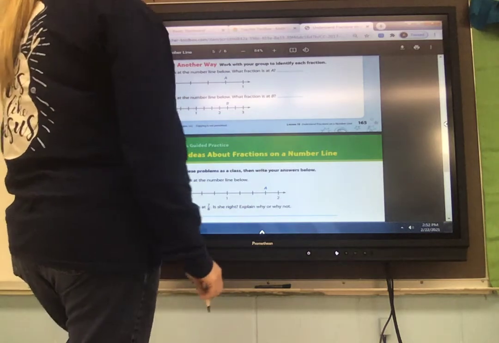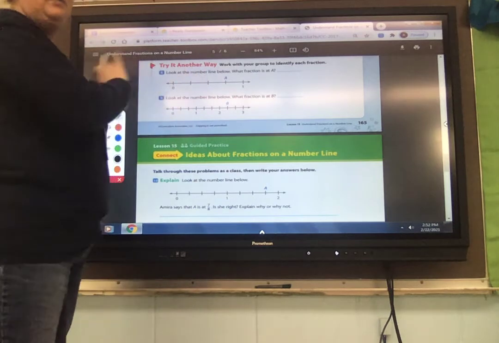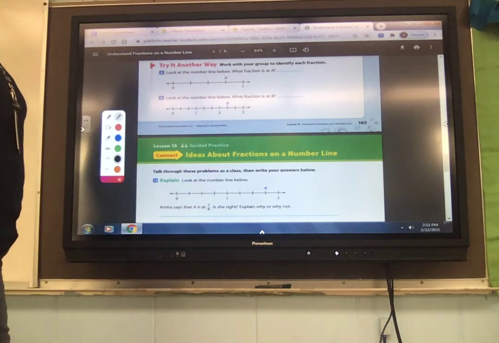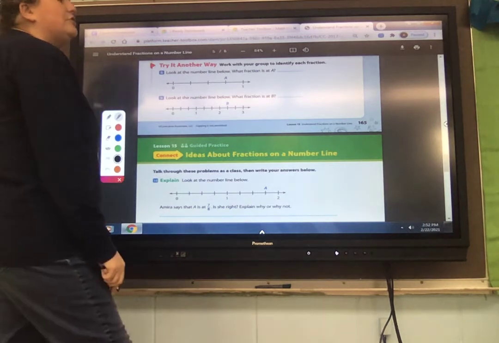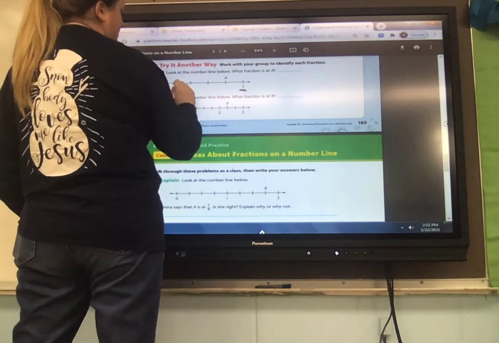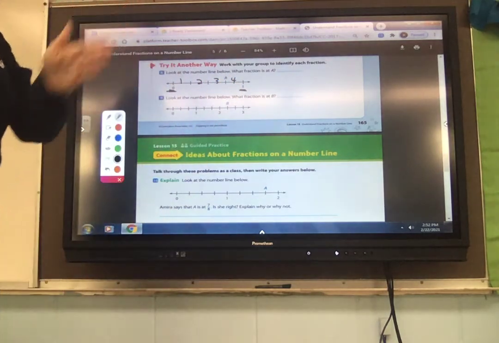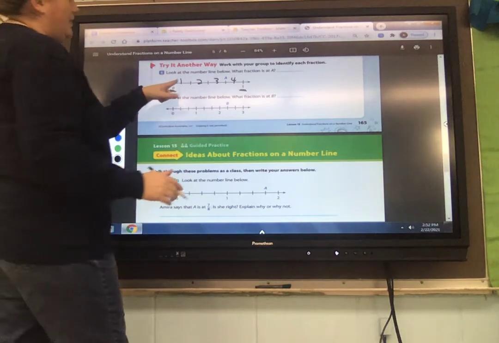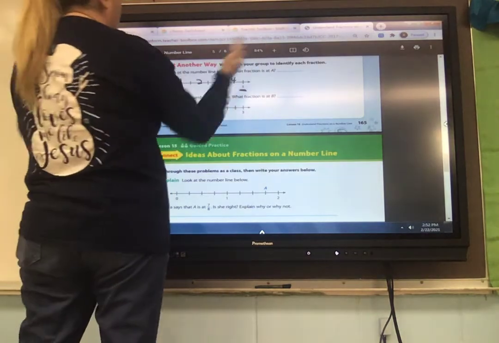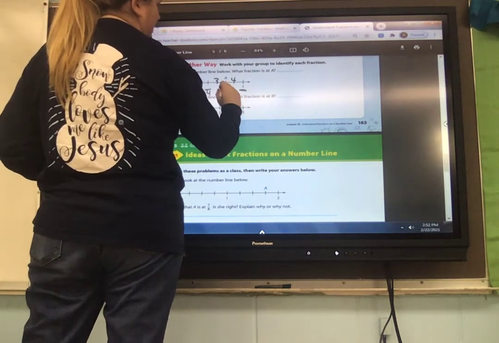Number 8, look at the number line below. What fraction's at A? So we're not going to worry about just A. We're going to go ahead and label all of them. First, we got to get our denominator. Remember, to find your denominator, you count your sections from 0 to 1. So we have 1, 2, 3, 4. I'm counting the spaces, not the lines. So there are 4 sections from 0 to 1. That means all of my denominators would have to be 4.